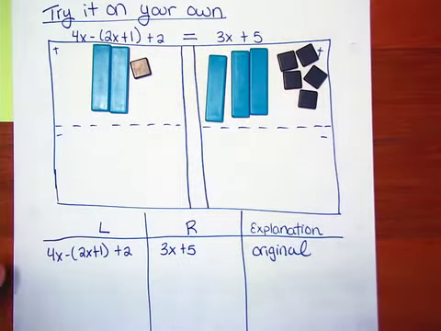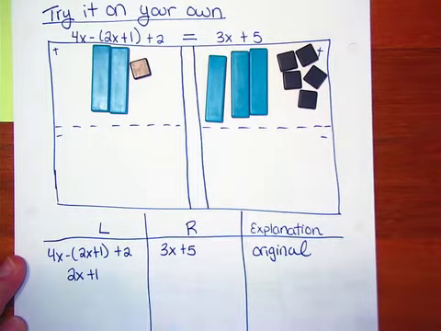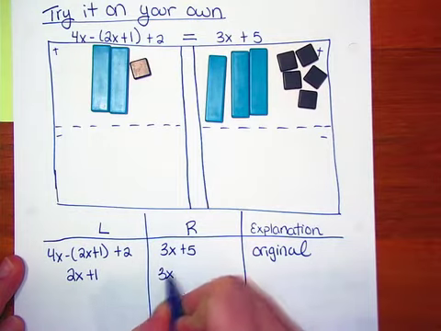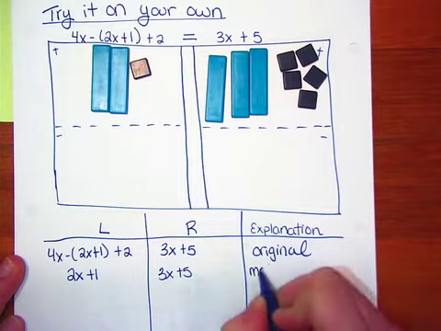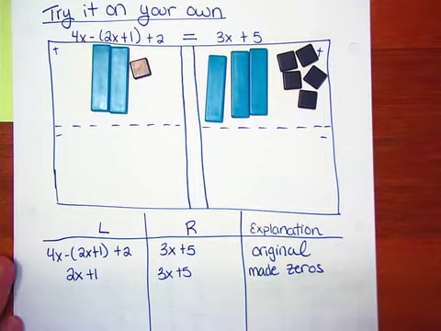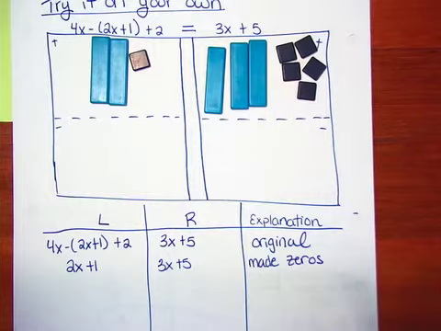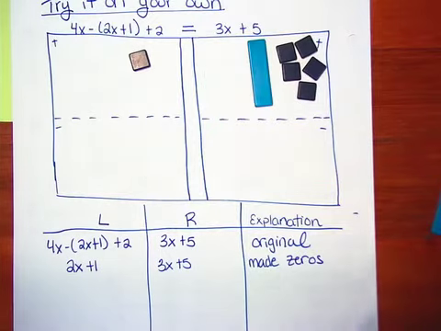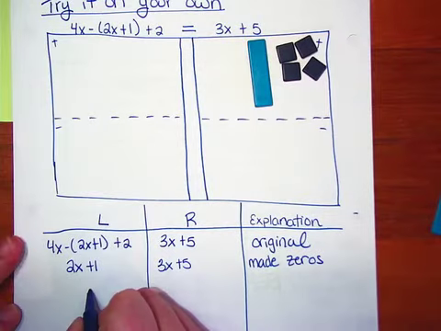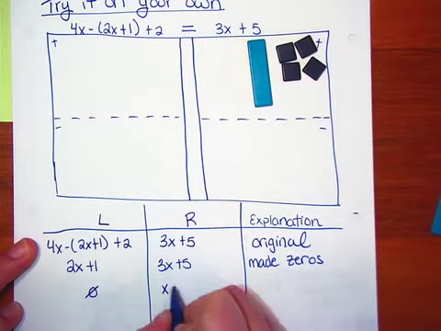I'm going to record what I have left after doing that single move. We have 2x plus 1 on the left, and on the right we have 3x plus 5 still. And our move was making zeros. Now let's take a look at what we can remove from both sides. It looks like there's 2 x's on the left and 2 x's on the right I can remove. And it looks like there's 1 unit on each side that I can remove. And I'm going to record my result. I have 0 on the left, and on the right I have x plus 4.